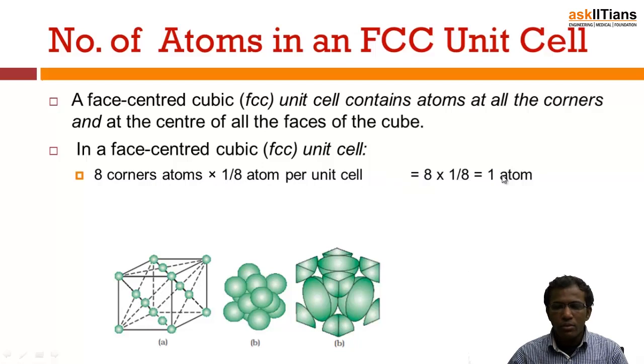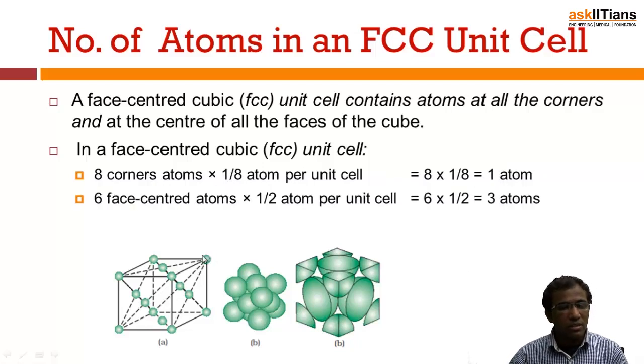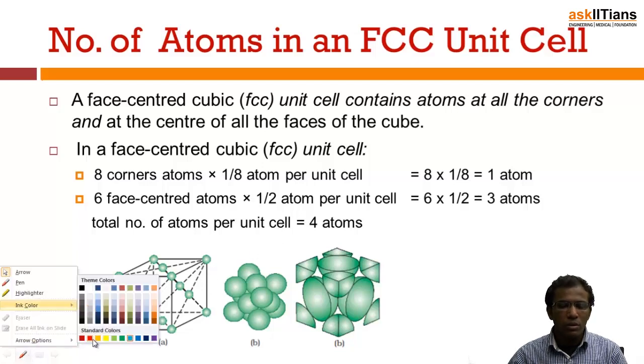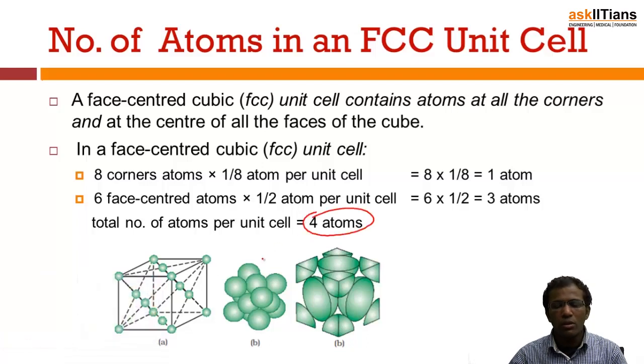So, 1 atom from the corners, and from the face centers we have 6 face center atoms, into only half of each face center atom belongs to this unit cell. So, into half you will get 3 atoms. So, in total we have 1 plus 3, 4 atoms. Only 4 atoms in total belong to an FCC unit cell. Okay. So, an FCC unit cell has 4 atoms. The number of atoms present in it is only 4.